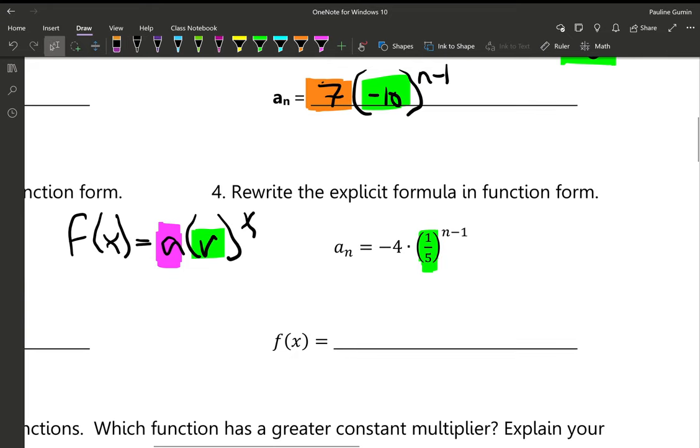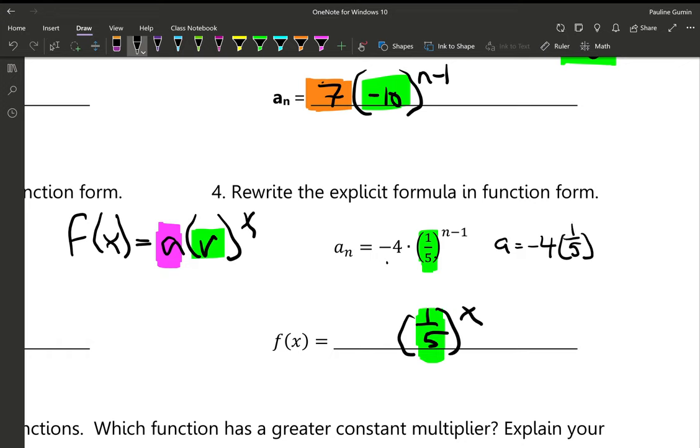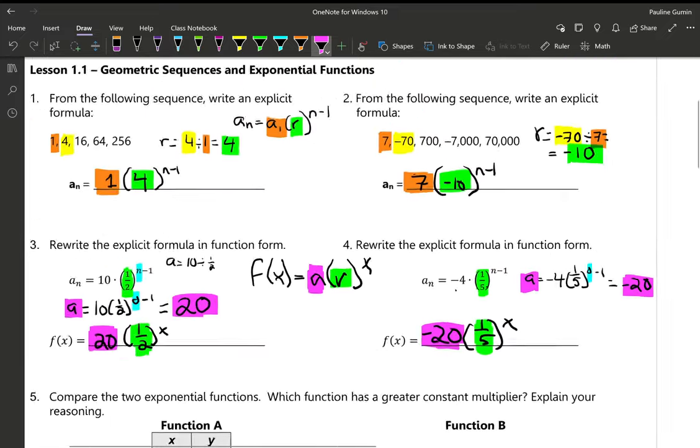Okay, let's do the same thing here. So we already have our common ratio. All we need to find is our y-intercept. And again, in your calculator, you can do negative 4 divided by 1/5. However, this is the way that works for everything. You plug in a 0 instead of n. Do this in your calculator, and you will get negative 20. So negative 20 times 1/5 to the power of x.